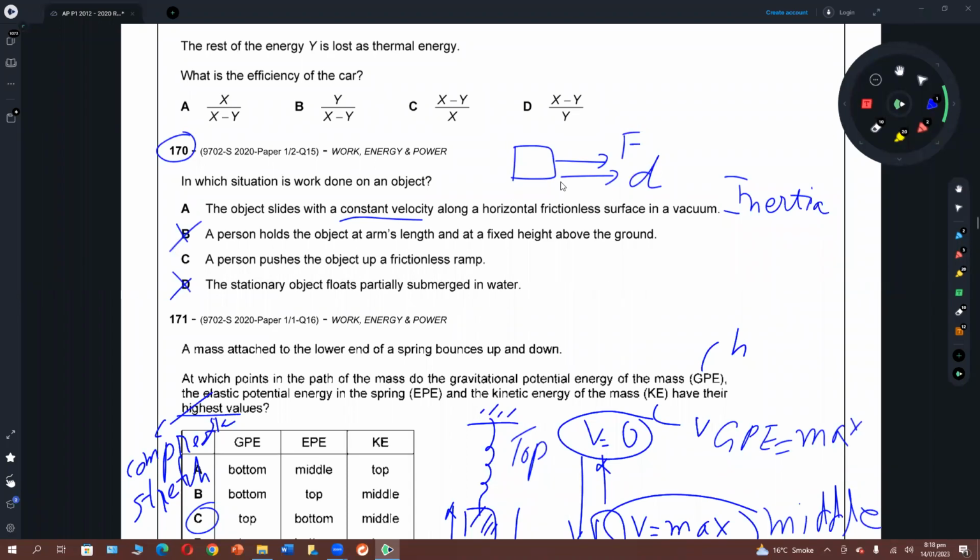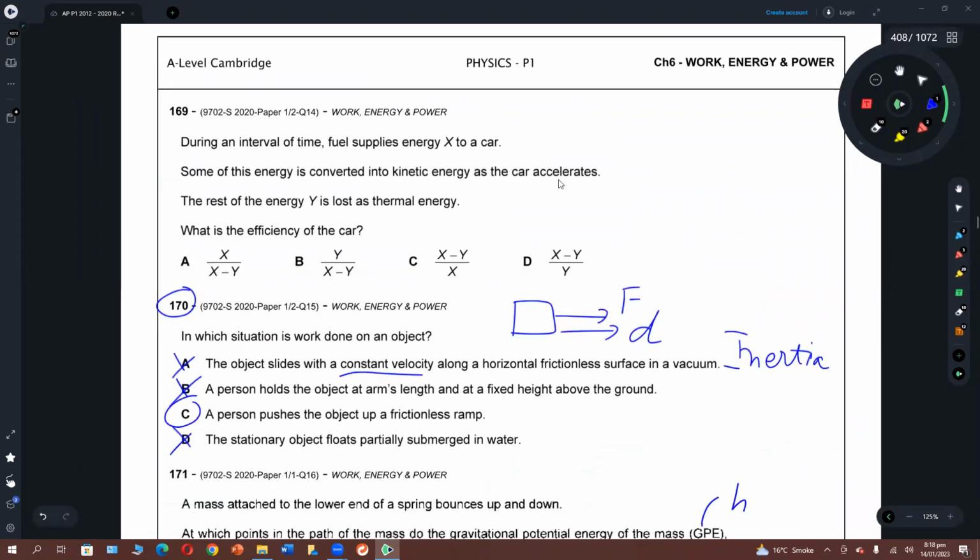Work कब होता है? जब कोई force हो, there is a displacement and force and displacement are in the same direction. Remember the example I gave, that thinking is not a work, even though energy is used, because there is no displacement in the direction of the force. So we eliminated these two, three.